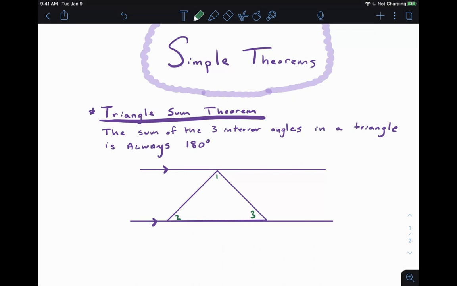But we're going to be really diving into the why behind it, the proof, if you will, of why this is a theorem. Why does a triangle have 180 degrees? And a second theorem as well, which is just on a second slide here.